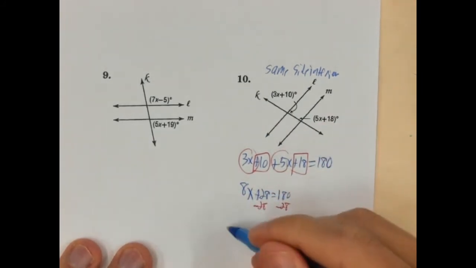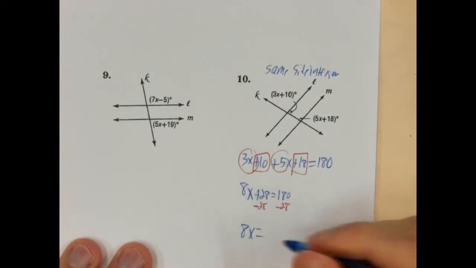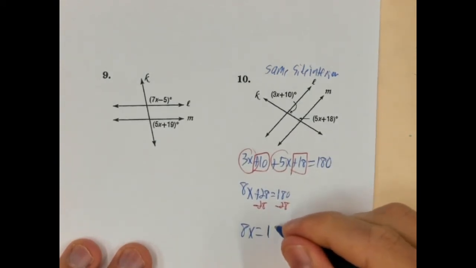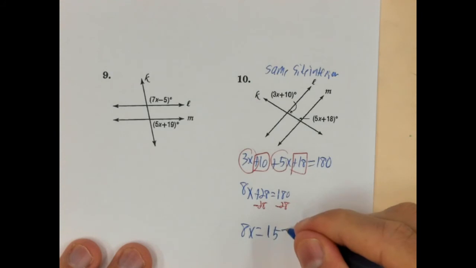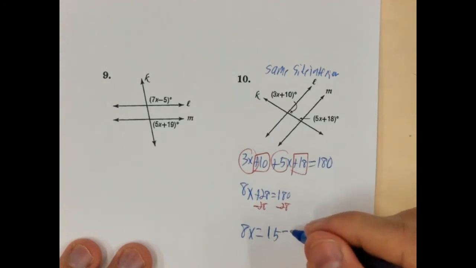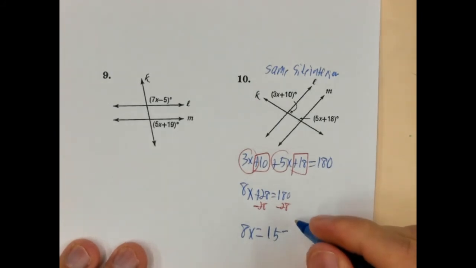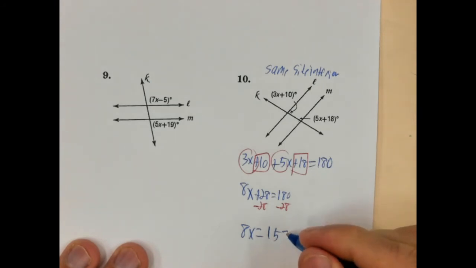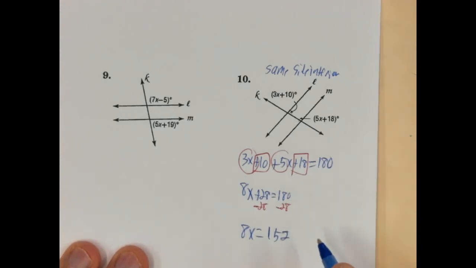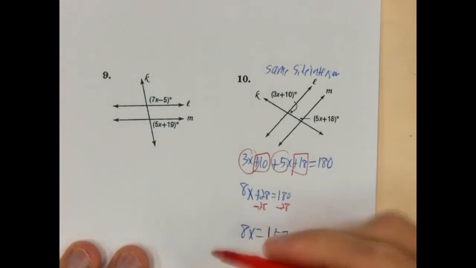Excuse me. 8x equals 157, it looks like. No, not 157, I'm talking 57. So I can't do math in my head today. 152, I'm sorry, 152, yeah. Is my math right? Yeah, my math's right. Okay, I had to think about that.